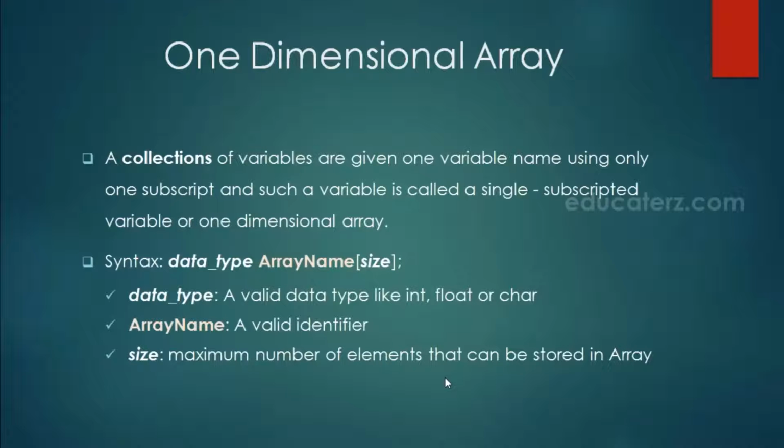Now the one-dimensional array is a collection of variables given one variable name using only one subscript, and such a variable is called a single subscripted variable or one-dimensional array. We can declare it using data type, array name and size of it in brackets. Now the data type can be any valid data type like integer, float, character. Then the array can hold elements of that type. Array name is a valid identifier.